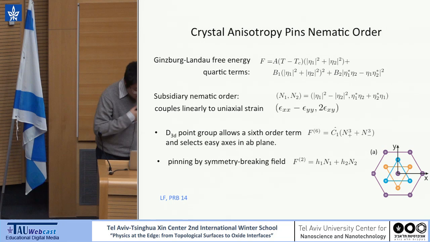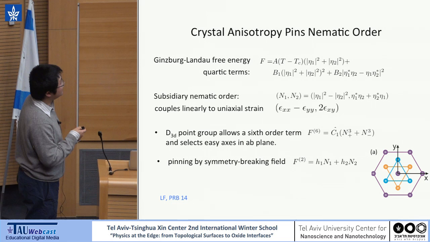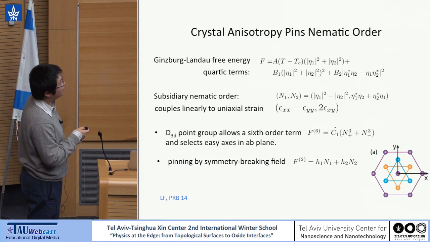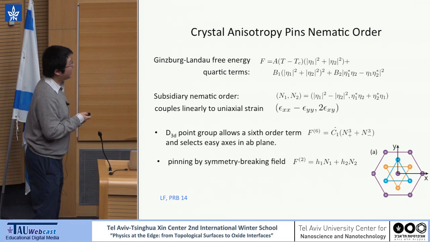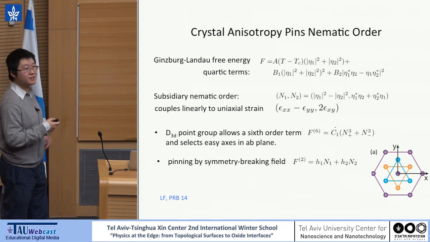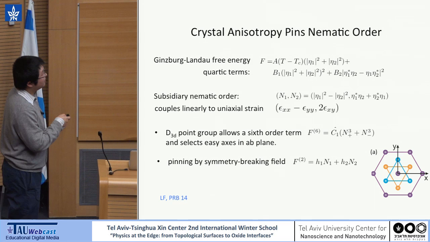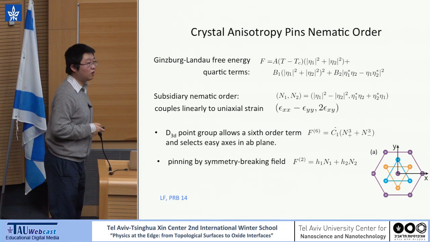Okay, so the next question is what direction does this superconducting order parameter choose? And here, there are two possibilities. So first, we know that this superconducting order parameter eta 1 and eta 2 generate a secondary or subsidiary nematic order, which is given by the bilinear of the order parameter, an example of a composite order parameter. And this composite order parameter actually couples linearly to uniaxial strain. Okay, this is what the nematic does, right? A nematic breaks rotation symmetry and couples to strain. And here, the nematic order parameter is a bilinear of the superconducting order parameter. It's a secondary order parameter.